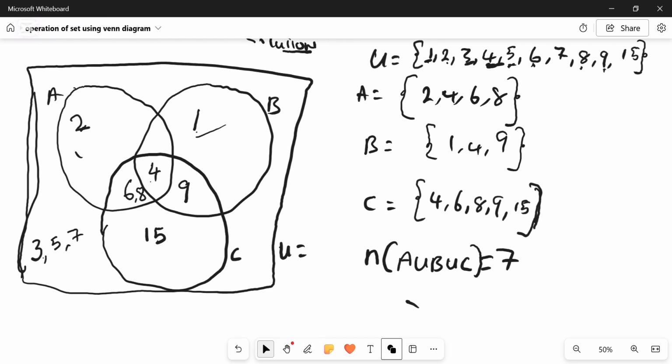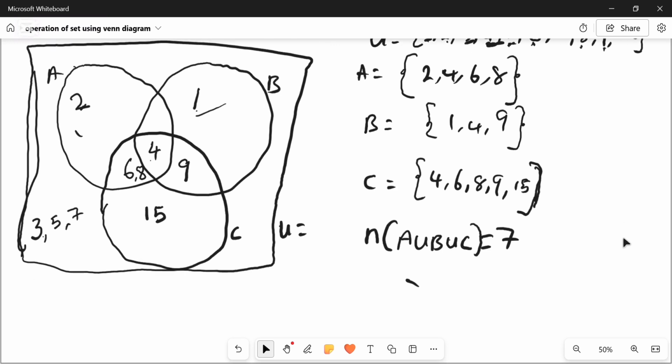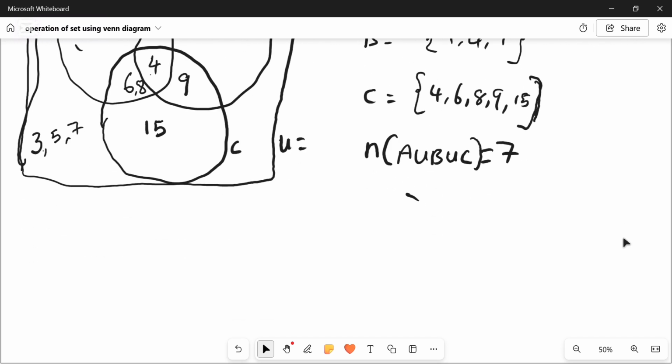Let's work with our formula to see if we are correct. Let's check if we are correct by working with our formula. Now, you have been told when looking for the union of a set, we have a formula for it.